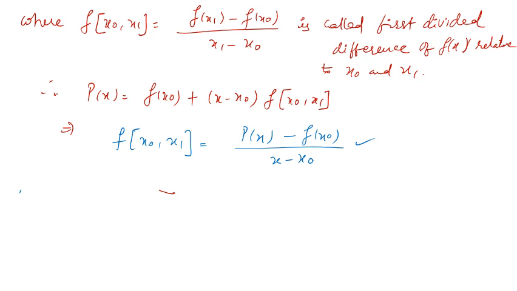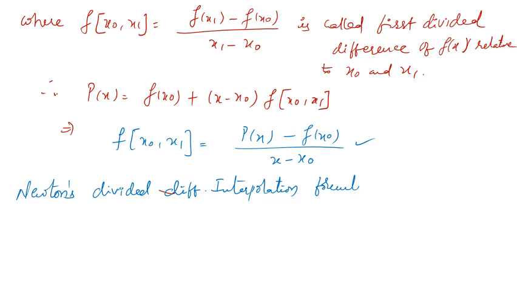Finally you write Newton's divided difference interpolation formula is exactly this one. Okay, let me write once again. What is that? p of x is equal to f of x naught plus x minus x naught into the first divided difference.